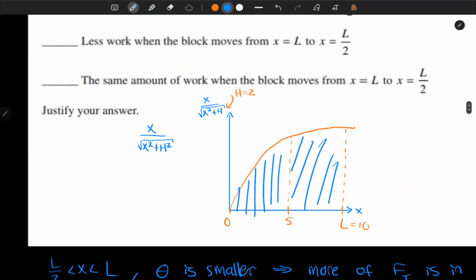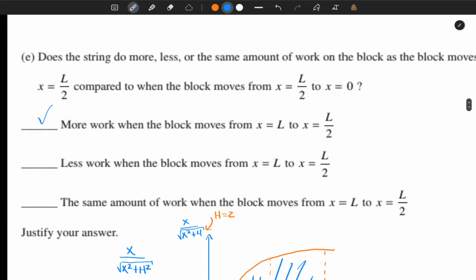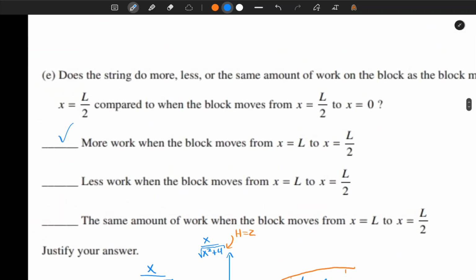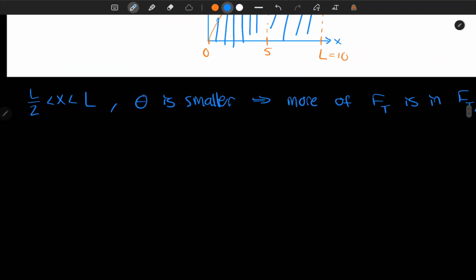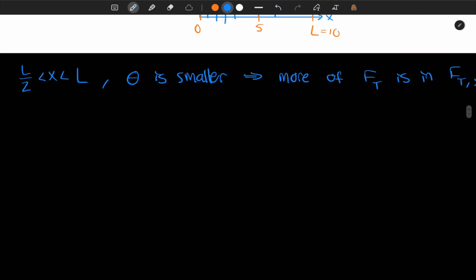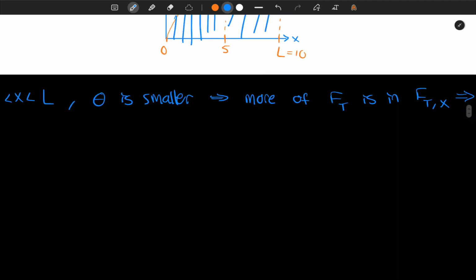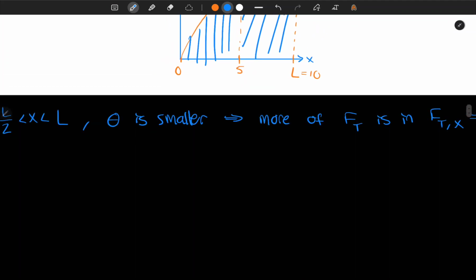So this is the type of physical reasoning, or the justification, that would give you a point. You get 1 point for getting the correct answer here, which is that more work is done from x equals L to x equals L over 2. And you get another point for the justification. And again, just to clarify what the justification is, when x is very close to L, theta is smaller.